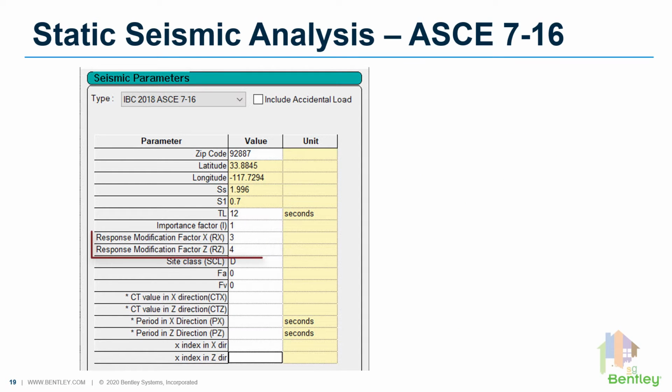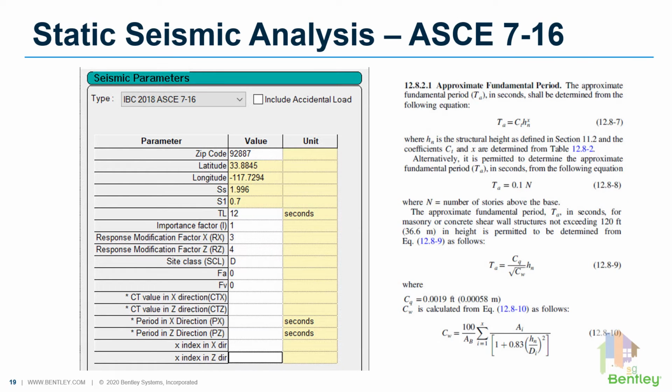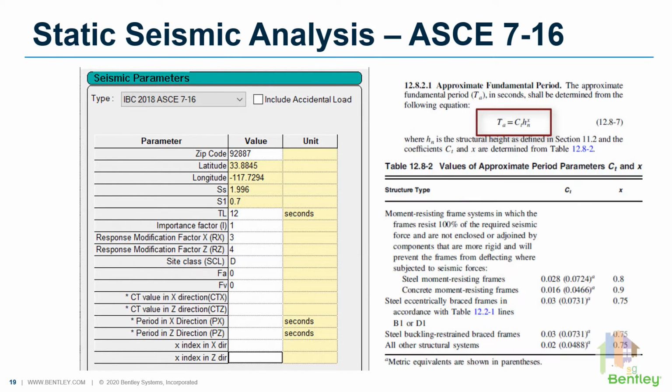Rx and Rz are the response reduction factors, which are used to calculate the seismic response coefficient value. You can get the same in Table 12.2.1 depending on different seismic force resisting systems. Now, the fundamental time period is calculated using the empirical formula mentioned in 12.8.2.1 based on the CT value, height of the structure and X value. These CT and X values are mentioned in Table 12.8.2 depending on the structure type.